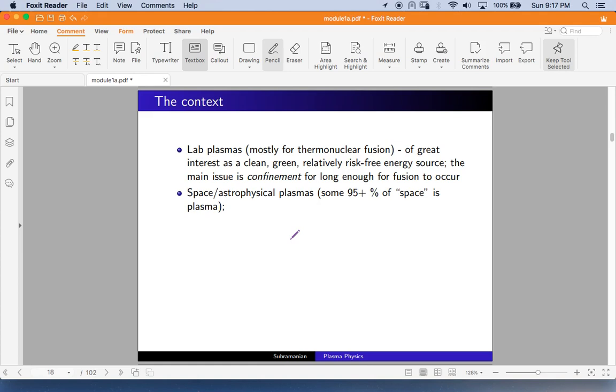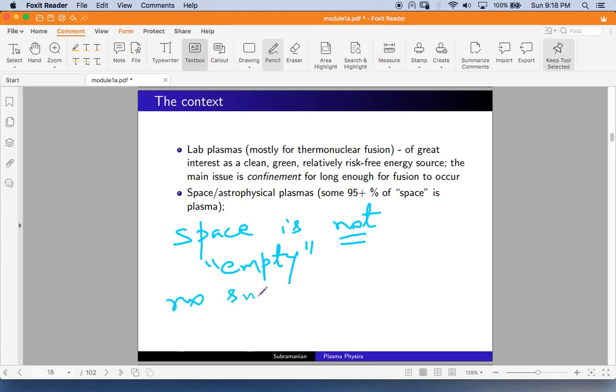The other part of the motivation, of course, is space or astrophysical plasma. Some 95% of space is not empty. This is the other thing I wanted to say: space is not empty. There's no such thing as vacuum. There's just very, very thin, very tenuous plasma in space. In fact, about 95% of space is plasma.